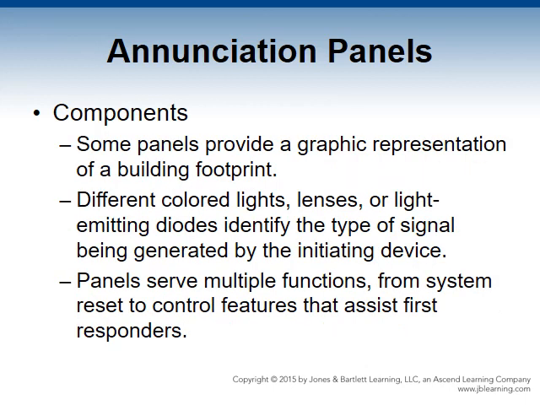Some annunciation panels provide a graphic representation of a building footprint. Backlights or bull's-eye lamps show staircases, critical areas in the building, zone areas, floor levels, and device identification. Different colored lights, lenses, or light-emitting diodes identify the type of signal being generated by the initiating device. Green or white lights indicate a power signal. Amber, yellow, or orange lights indicate a trouble or supervisory signal.